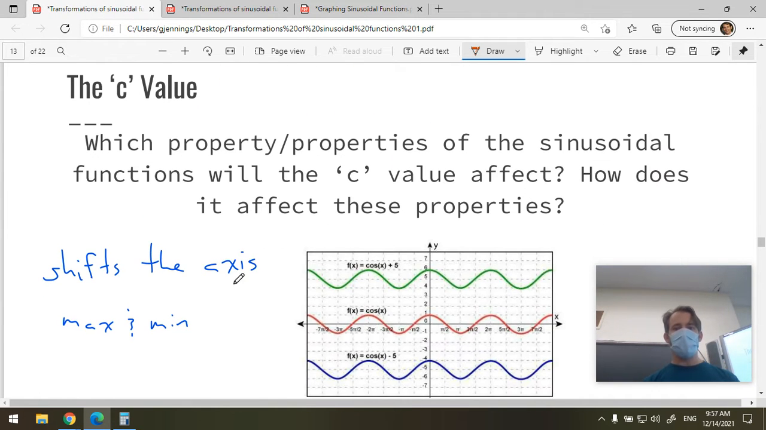So the last thing to look at is the C value. The C value just moves the axis. Moves the whole thing up and down. It is going to change the maximums and minimums, but it does not change the amplitude. Just takes the whole amplitude and moves it up or down.